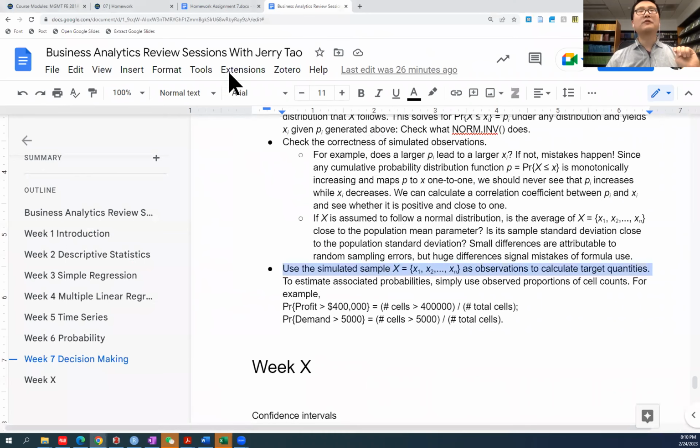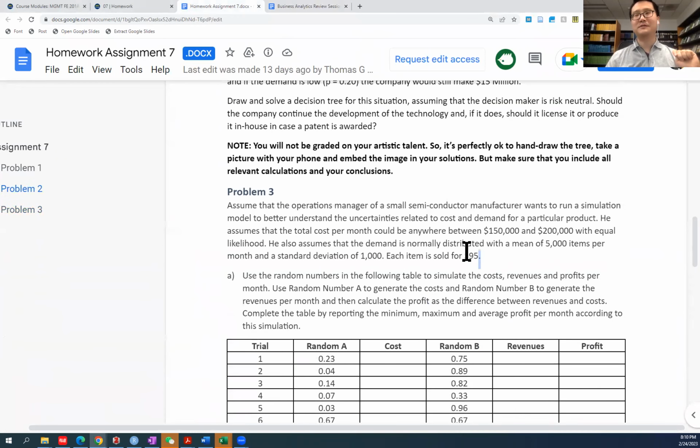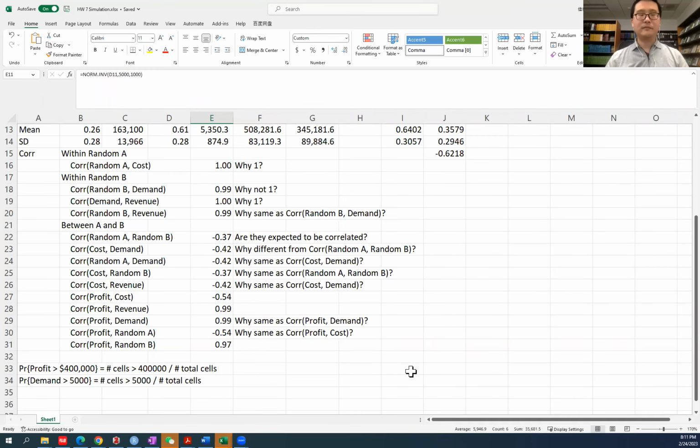However, some students overcomplicated this case by going back to the distribution. Because we are given that demand is normally distributed with a mean of 5,000, so we know that the normal distribution is symmetric, right? So from this distribution, we would know that the demand has half a chance of being smaller than 5,000 and half a chance of being greater than 5,000. So 50-50% chance. But this is not the process of doing simulation.